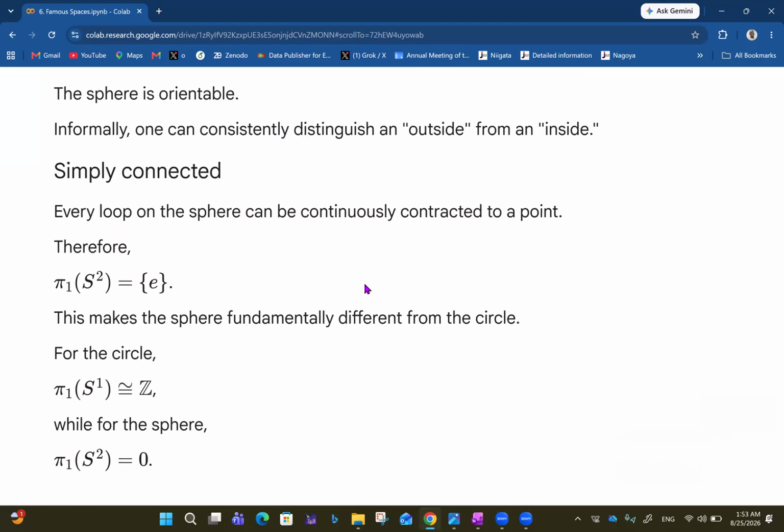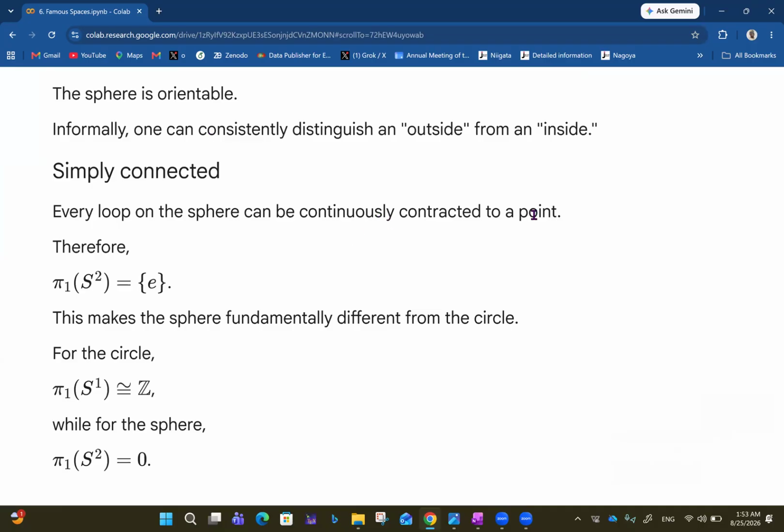Then it is simply connected. Every loop on the sphere can be continuously contracted to a point. Therefore, π1 of S² is actually trivial, just e, the identity element. So this makes the sphere fundamentally different from the circle. For the circle, π1 of S1 can be mapped to the integers, while for the sphere, π1 of S² is simply 0, the identity element there.